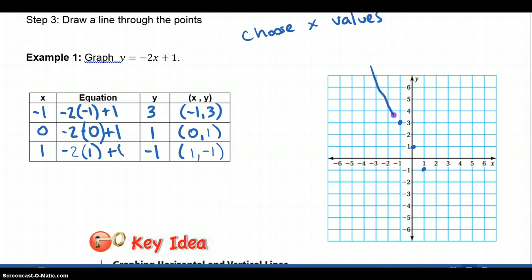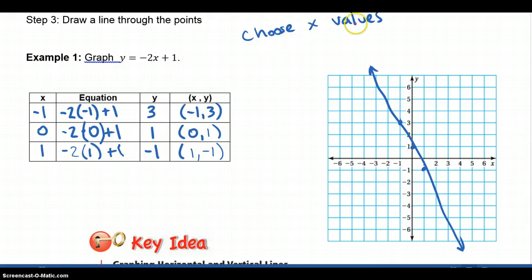Connect those the best that you can. It's hard for me on the screen. Using a straight edge would be great. Connect those. If they are not all three in a line, there's a problem because these are linear equations and they should make a line.